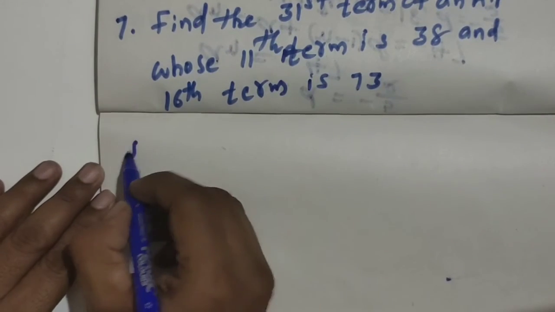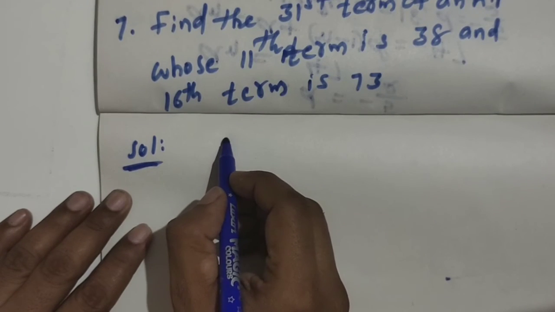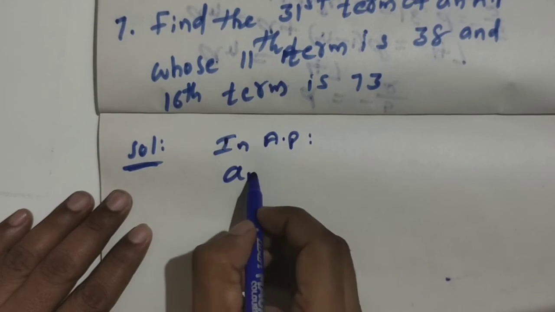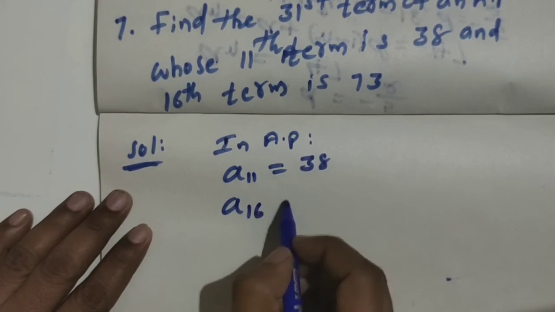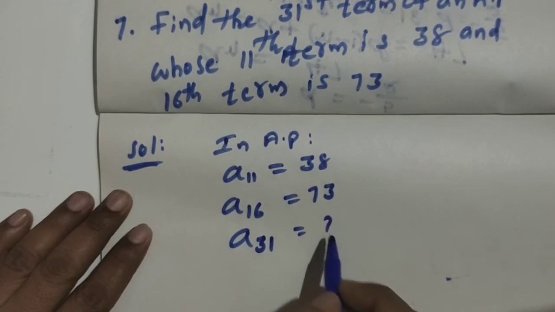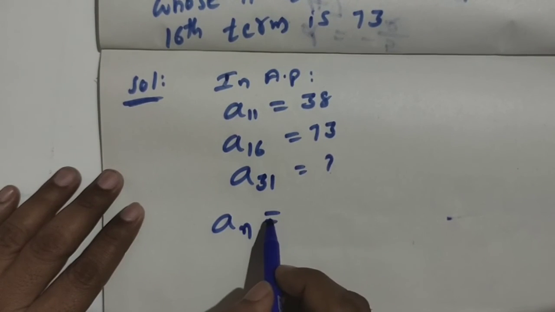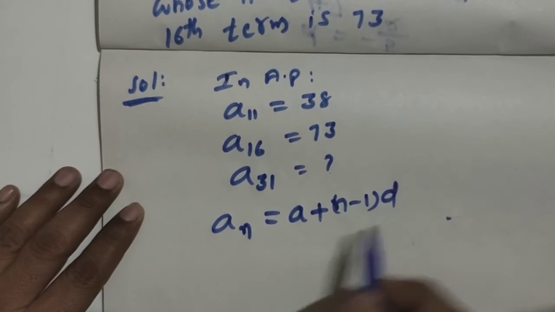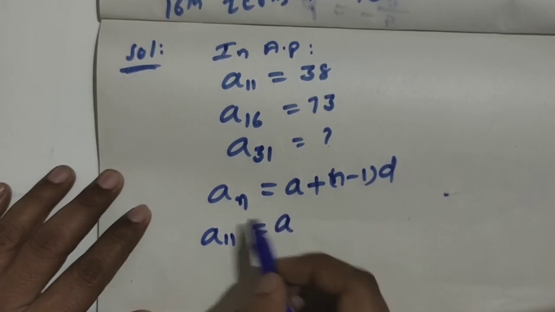Now see this again. Here you have to find the 31st term. He has given in the AP the 11th term, that is A11 is 38 and A16 is 73. We have to find the 31st term. So here also we apply the formula an is equal to a plus n minus 1 into d. So A11 is simply a plus 10d.